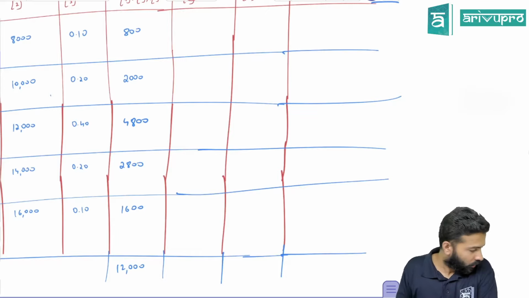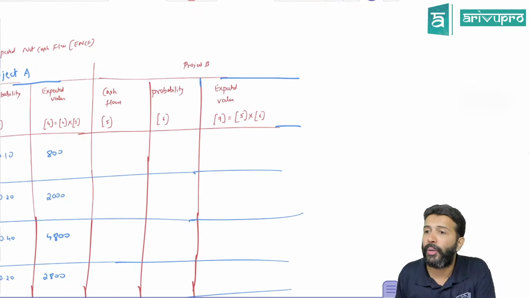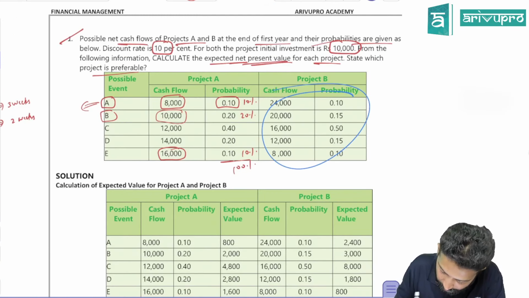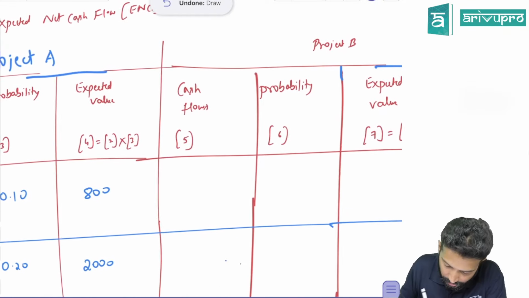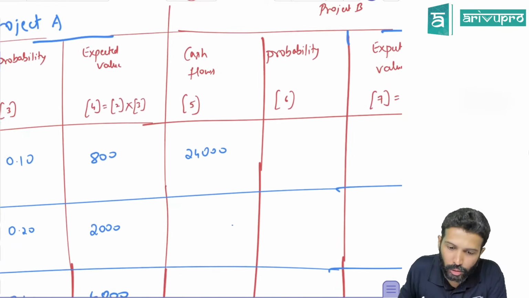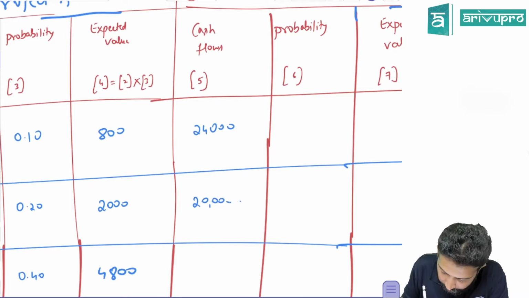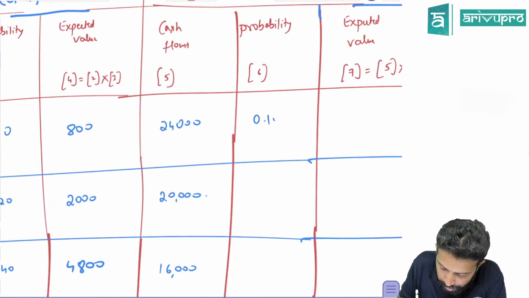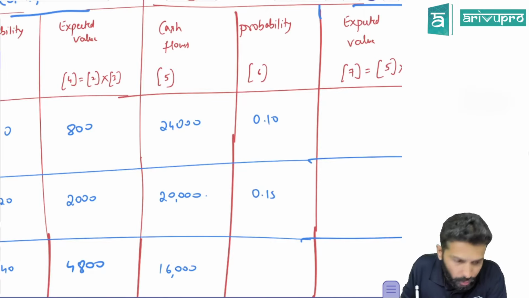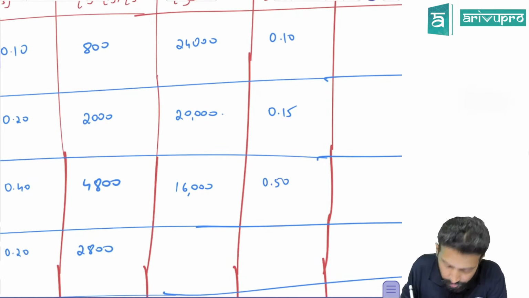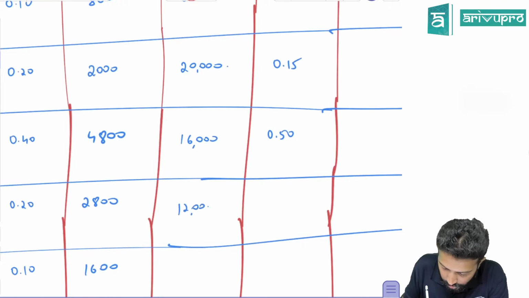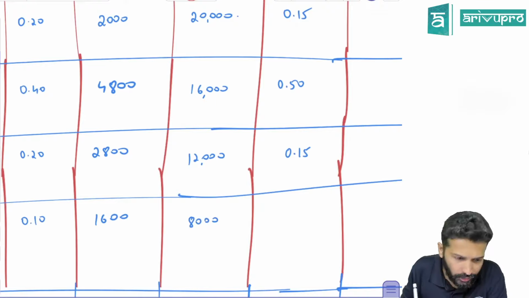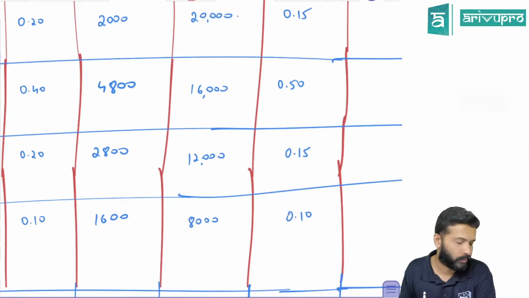Fine, sir. Okay. So can we do it for project B now? For project B's cash flows, they have given only the cash flows and probability factors, so we'll copy from the question. How much is that? 24,000. Then 20,000. Then 16,000. Correspondingly, I'll copy the probability factors also: 0.10, 0.15, and then 0.50. Then the cash flow is 12,000, here it is 0.15. 8,000, and here it is 0.1.